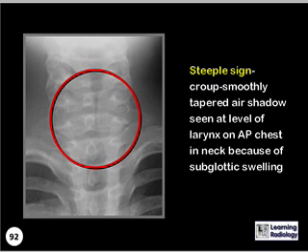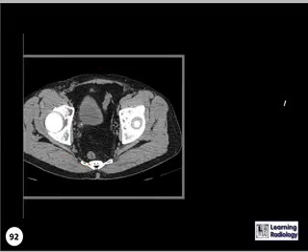This is the steeple sign, which is seen in croup. It's the smoothly tapered air shadow seen at the level of the larynx on a frontal chest or neck radiograph because of subglottic swelling. What is the name of this sign?